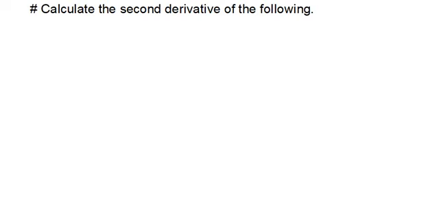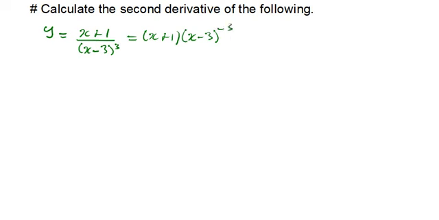So let's look at another example on finding the second derivative of a given function. Let's say we're given a function y equals (x + 1) over (x - 3) to the power 3. Here it's a choice that I have to make. I can use the quotient rule, I can use the product rule. If I want to use the quotient rule, I can use it the way it is. If I want to use the product rule, I have to write it in the form (x + 1) times (x - 3) to the power negative 3. So I want to try to use the product rule here.